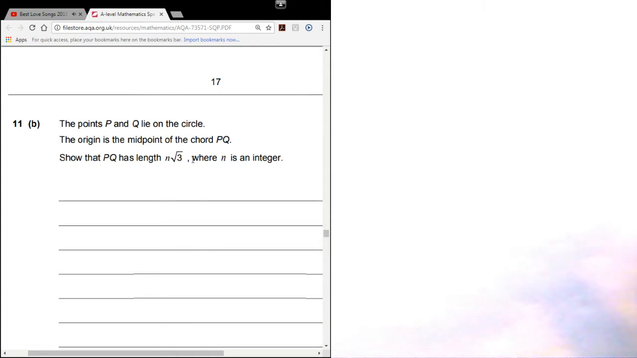Alright, it's not a difficult question, okay? Alright, let's do it. The points P and Q lie on the circle, so they would satisfy the equation that we have. And the origin is the midpoint. If the origin is the midpoint, that tells you something.